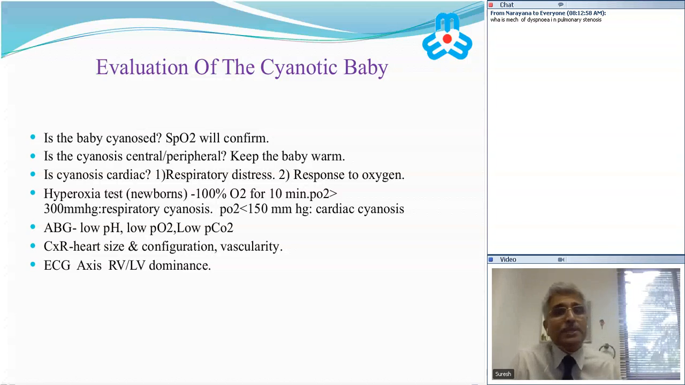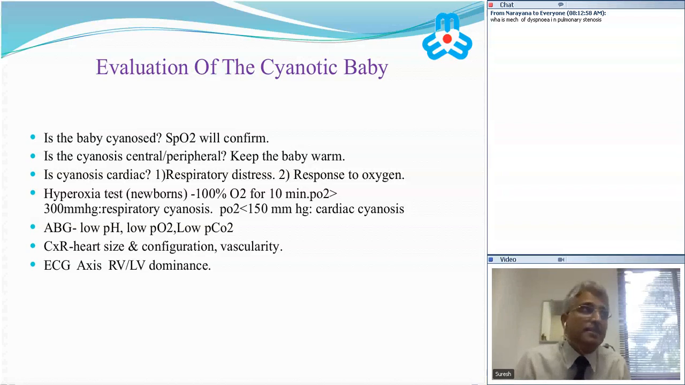Then the next question is: is the cyanosis cardiac or respiratory? Two things. I already referred to the peaceful cyanosis of cardiac origin. There, the respiratory distress when the cyanosis is respiratory in origin, plus response to oxygen is also useful. While speaking of response to oxygen, please remember that in any cyanotic heart disease, if you give the baby oxygen, there will be some increase in the saturation. You could expect maybe 10 to 20 percentage points increase in the saturation. This is not what we are meaning here.